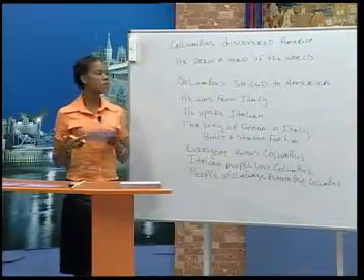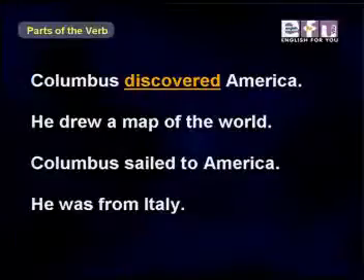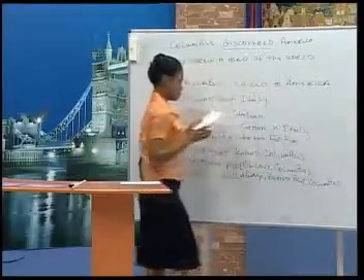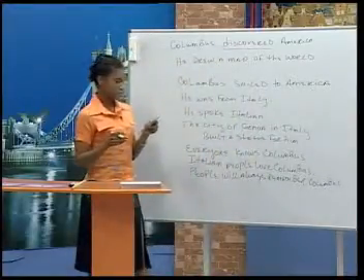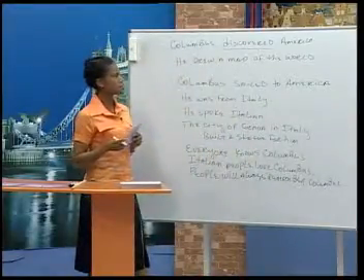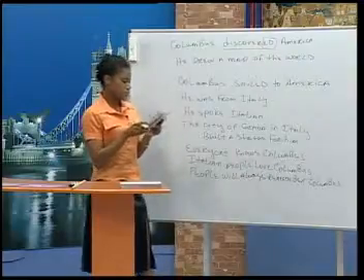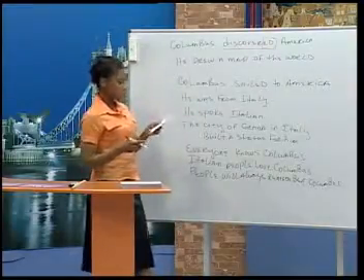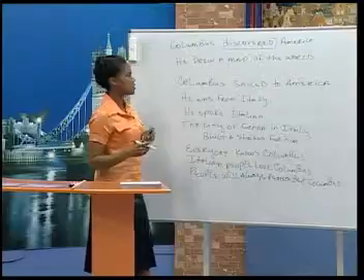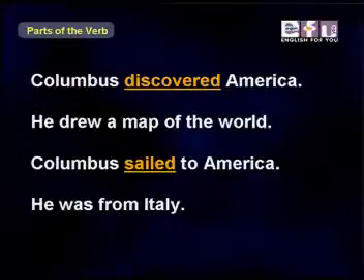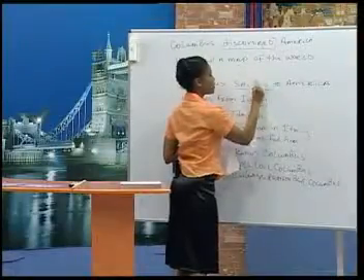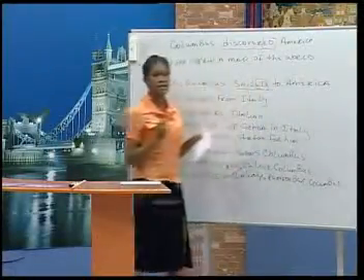Linda, which verbs are regular? Discovered in the first sentence is regular. All right. Exactly. And how can you see that? It has ed at the end. All right, very good. Because it ends in ed. Alberto, do you see any other regular verbs? Yes, sailed in the third sentence is regular too. Good. Sailed is regular. It also ends in ed.